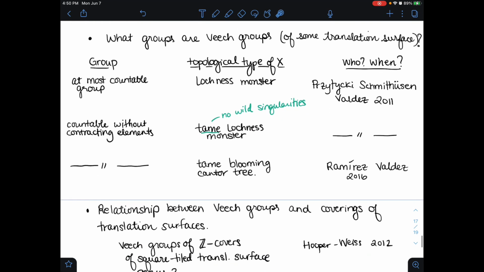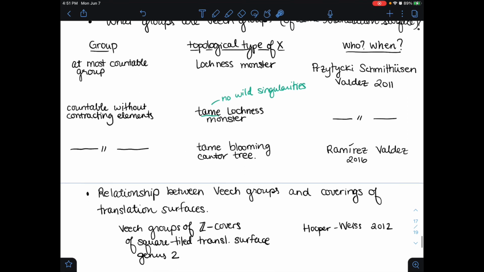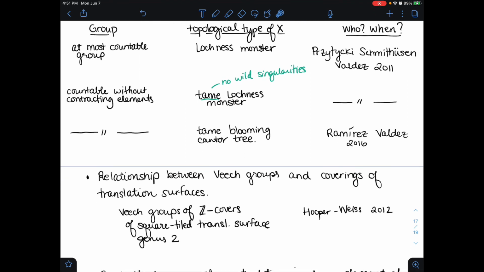Okay, another thing that people study is the relationship between Veech groups and coverings of translation surfaces. So you can think of topological covering spaces, where both the covering space and the base space have translation structures, and the covering map respects these translation structures. And then you might ask, what is the relationship between the Veech group of the base and the Veech group of the cover? So one example of work in this direction, but there is much more, is that of Hooper and Weiss, and they looked at Veech groups of Z covers of square-tiled translation surfaces of genus 2.